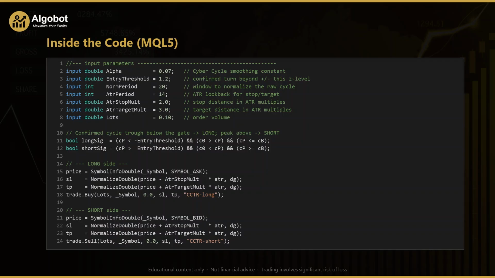The short signal is the mirror image. The pivot must be above the positive threshold, the newest value below the pivot, and the pivot at or above the reading before it, a confirmed peak turning down. When that holds, the EA reads the bid price, places the stop above and the target below using the same ATR multiples, and calls trade.sell. Notice how both sides share the same structure, just reflected. This symmetry keeps the logic clean and easy to reason about as you study it.